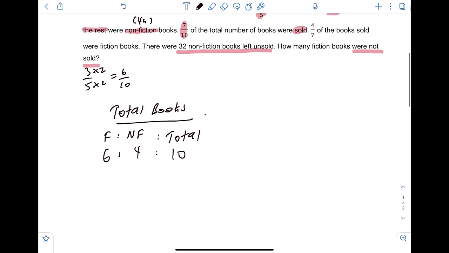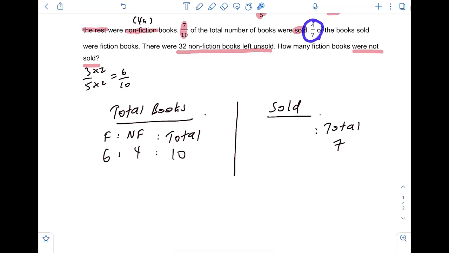Alright, now out of this 10, talk about the sold portion now. 7/10 of the books were sold. So total that is sold is 7 units. Okay, out of which 4/7 of which will be for fiction, which means non-fiction sold, 7 minus 4 will be 3 units.